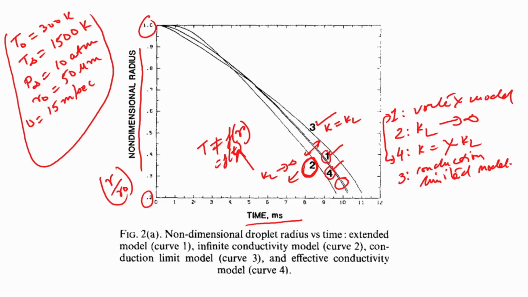Whereas, in the conduction limited model it completely ignores the convection effect. So, here you will have a temperature which is higher at the surface and lower at the center. So, it will be more like this, higher at the surface, lower at the center. So, that is this model. So, you have a temperature gradient inbuilt. In this case the temperature is the same everywhere, correct.